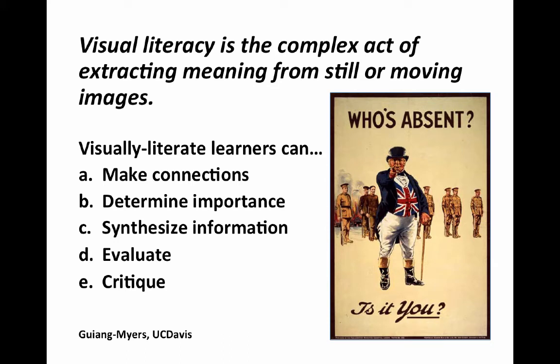So we've seen images as political, social information, images that help categorize information or sometimes collapse a broad range of information into one succinct section or image. And so what we're talking about here is visual literacy. Visual literacy is the complex act of extracting meaning from still or moving images. Visually literate learners can make connections, they can determine the importance of the image, they can synthesize information. Visuals do that very well for us. They can evaluate the visual information and also critique it.